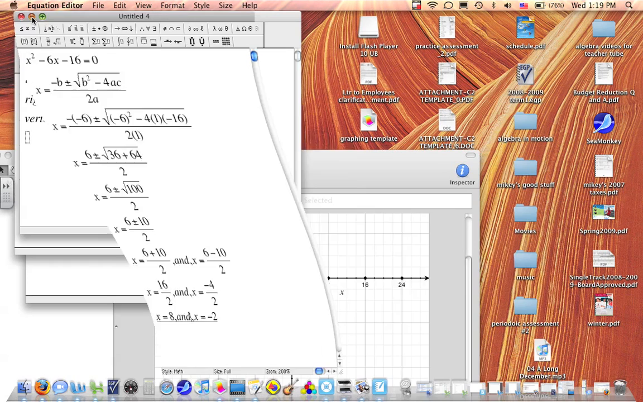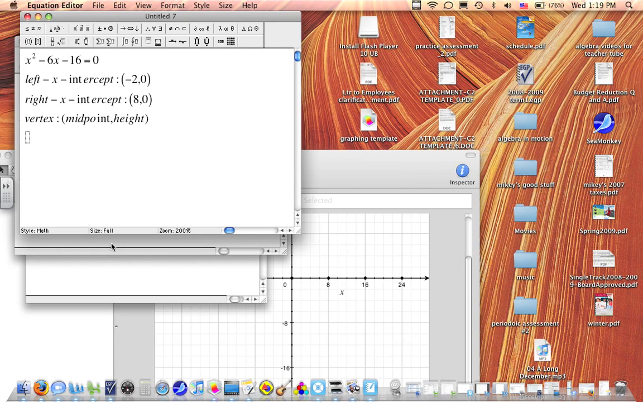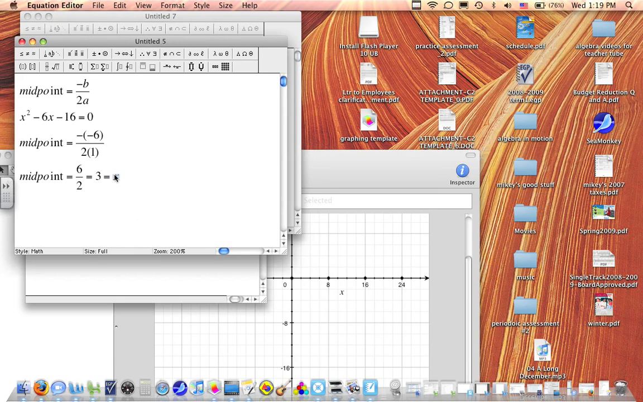I don't need this window anymore. Now, the third point is called a vertex, and a vertex has 2 parts. The x value of my vertex is going to be my midpoint, the point that's in between these 2 intercepts. To find it, there's a formula, and the formula is simply negative b over 2a. So I'm going to go back to my equation, x squared minus 6x minus 16 equals 0, and replace b with negative 6 and a with 1.